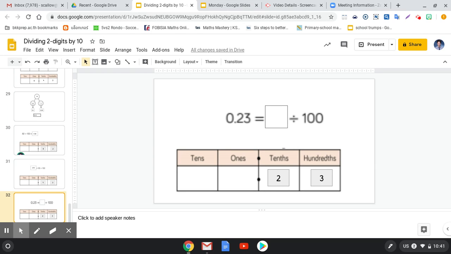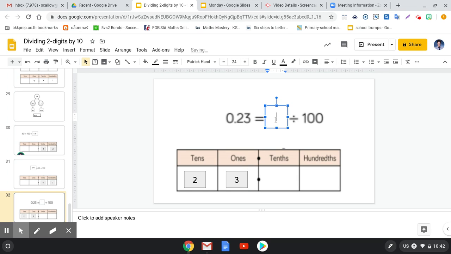Now that means moving everything 2 places to the left. So I move my tenths over into the tens, and I move my hundredths over into the ones. And this shows me that 0.23 is 23 divided by 100.